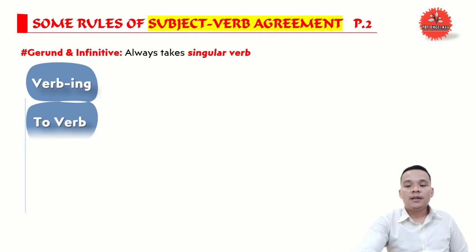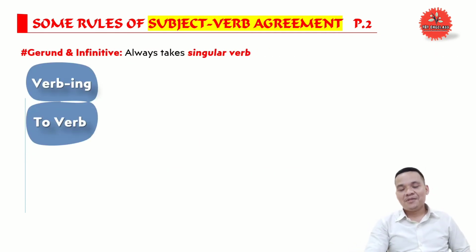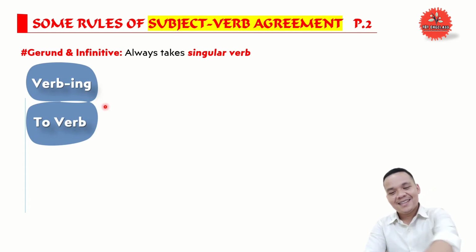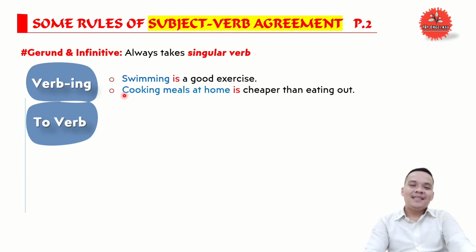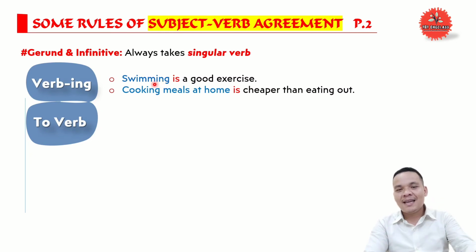You got some next one you want? Yeah, another one, that's gerund and infinitive. Gerund and infinitive are also something we have to take note of. Gerund and infinitive always take a singular verb, you see here. All right, this example: swimming is a good exercise. So this is a gerund, created from the verb swim. When you want to change a verb to a noun, you just add the ing form after the verb, and it becomes a gerund. We call it a gerund here. Swimming is a good exercise.